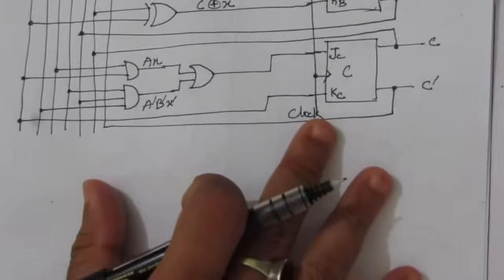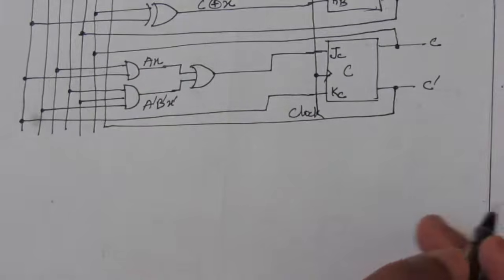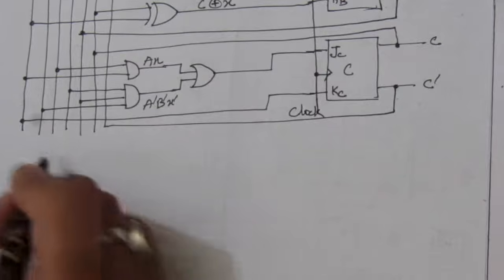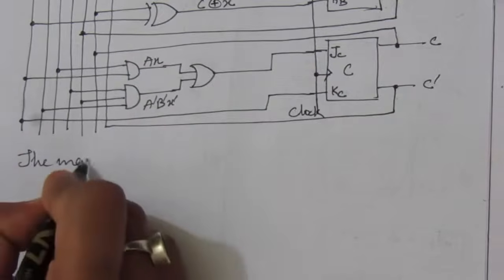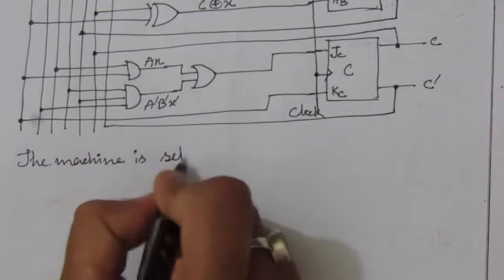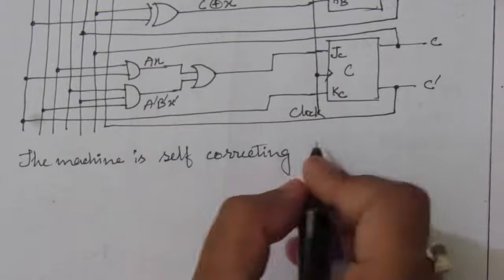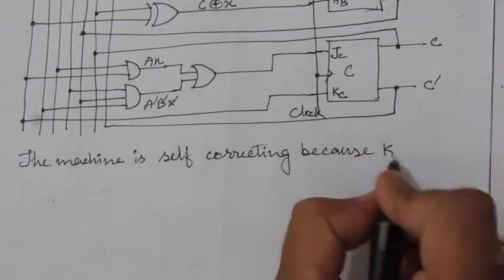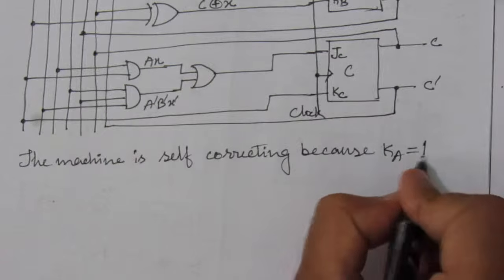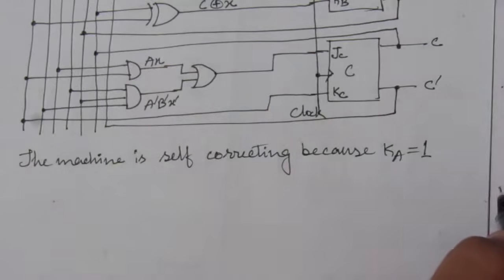Now we have to write the effect of the unused states. So here we'll have to write the machine is self-correcting. It is similar to the previous case, okay, self-correcting because KA is equal to 1. So this is the complete solution of problem number 5.19 from chapter number 5.